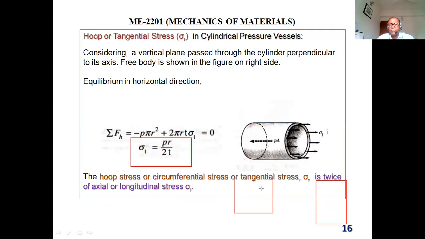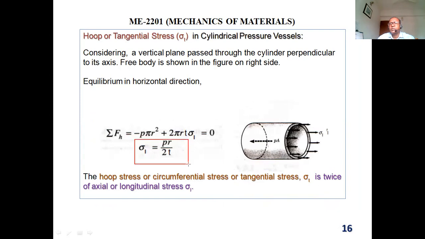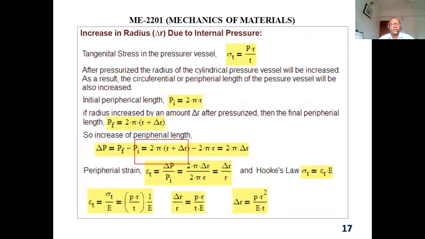So what we found is that sigma T is most critical. It is double of sigma L. So if your pressure vessel survives sigma T, obviously it will survive sigma L. For example, if we found sigma T is 36 KSI pressure stress, then sigma L will be 18, half of sigma T.